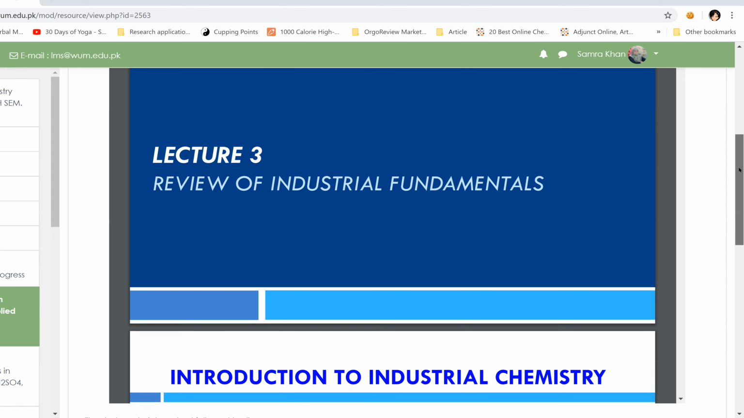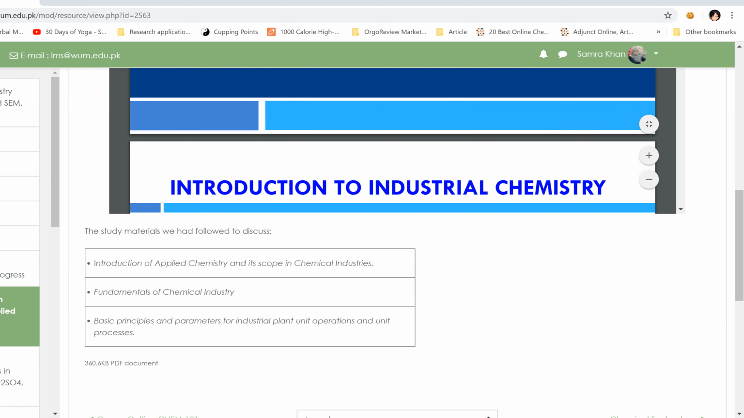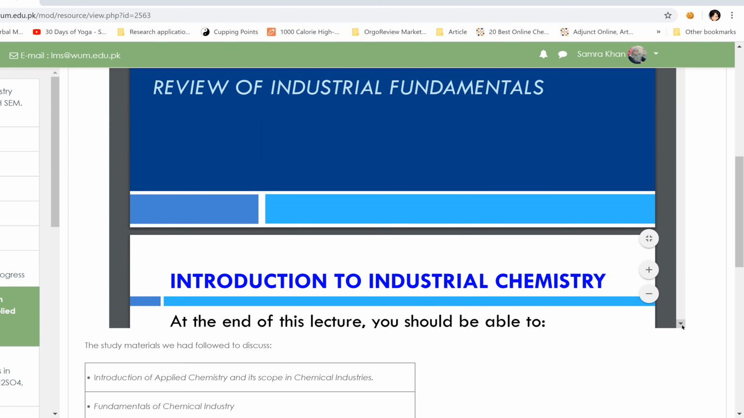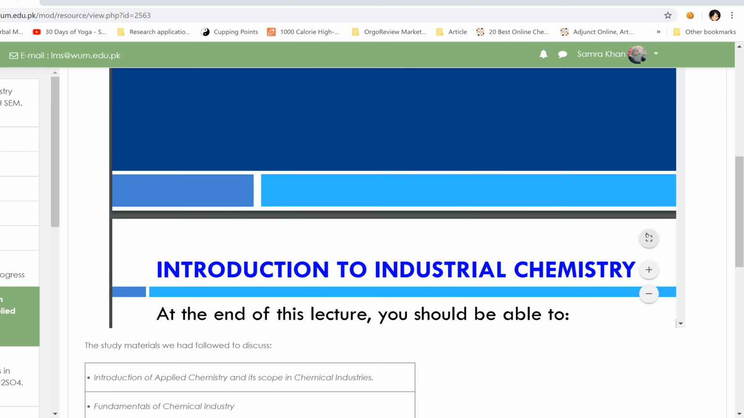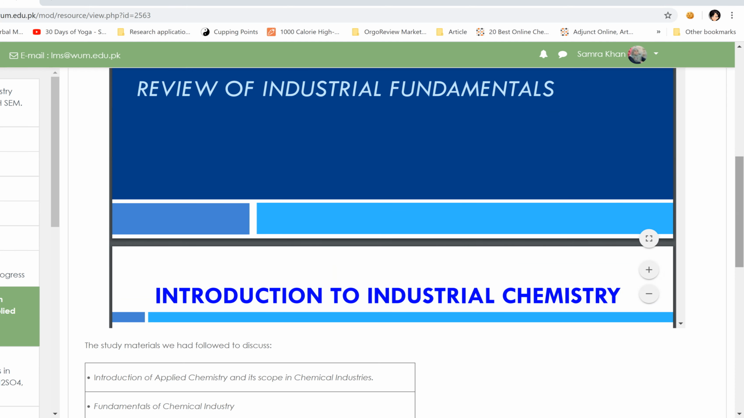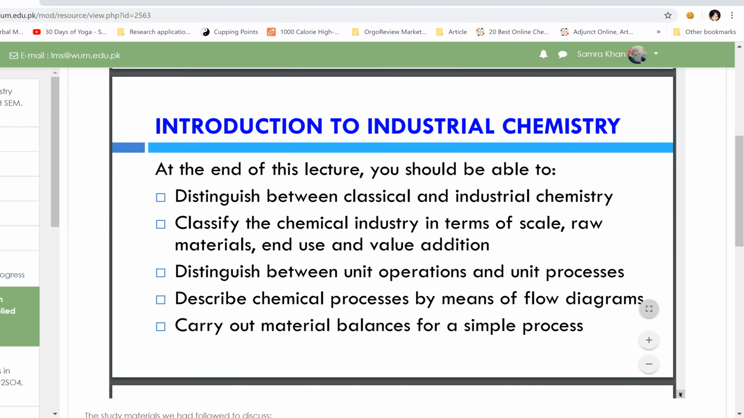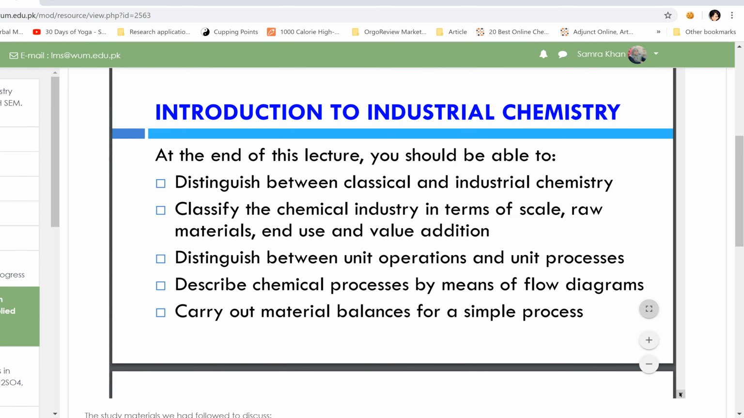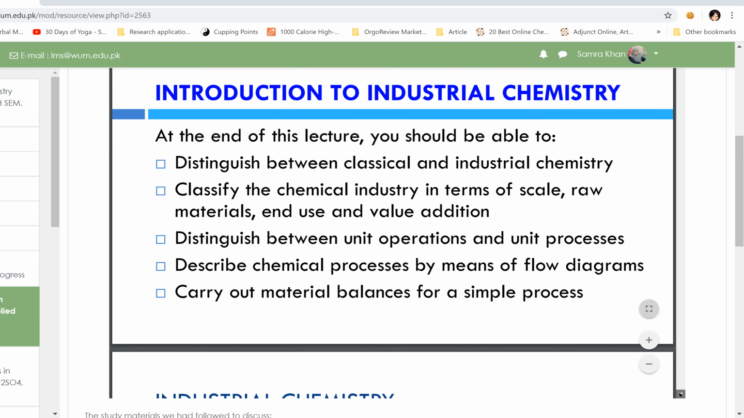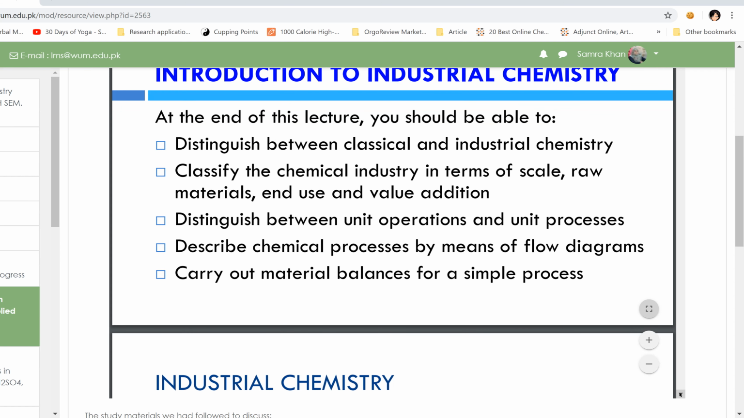So we had a good understanding towards, let's see if I can fit it to the screen. And yes, I can do that. So we had taken a good look into how you people were introduced to industrial chemistry, and we were able to look into the different modes and the different tools that we use to study industrial chemistry.